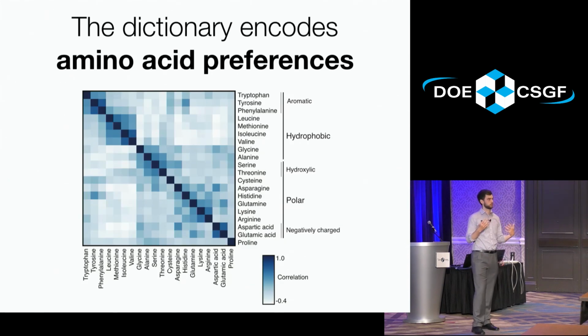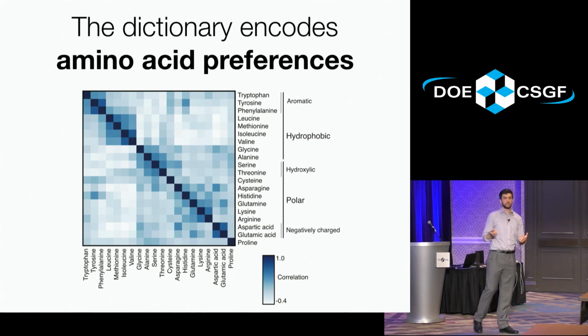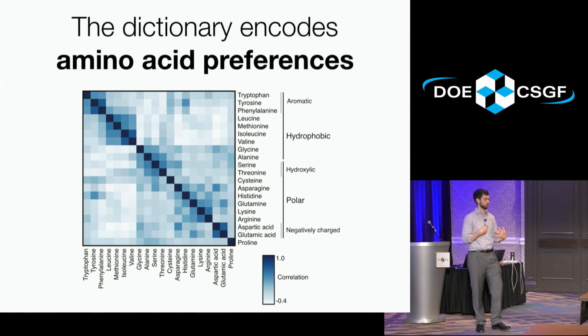So if we first look at this dictionary parameter, we take the correlation coefficient of the dictionary parameter across all of our different models. It pulls out biochemistry. We're learning from evolutionary data. And without us giving anything, it's able to pull out evolution, in amino acid preferences.